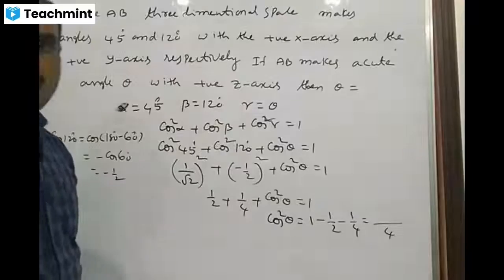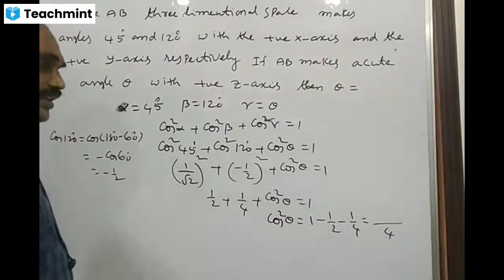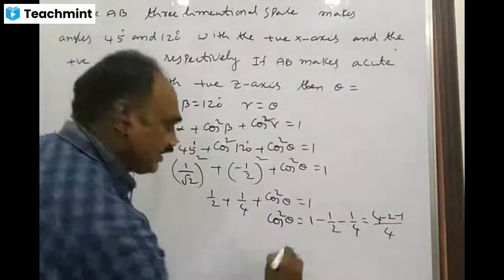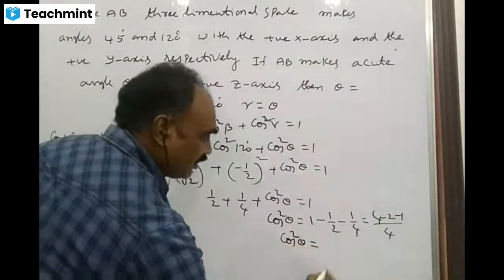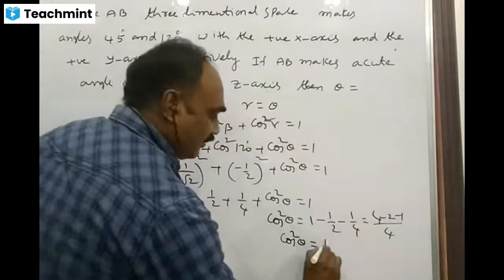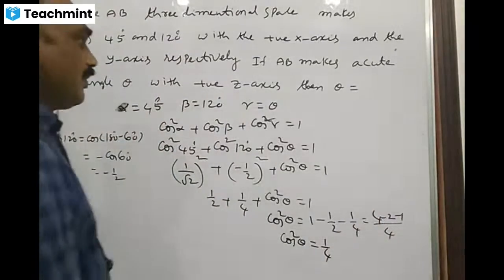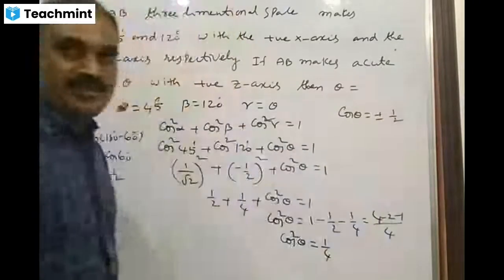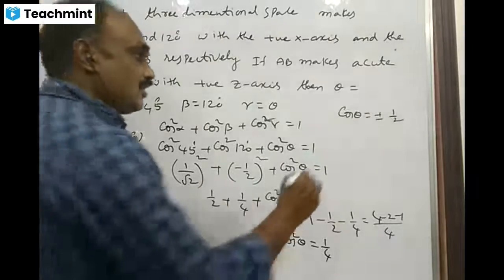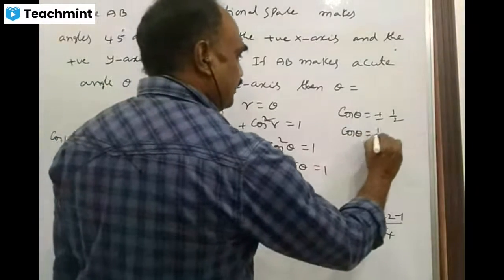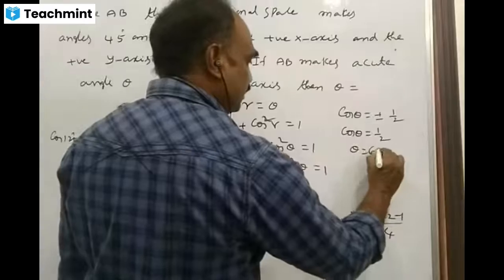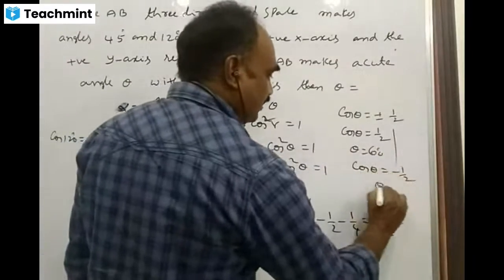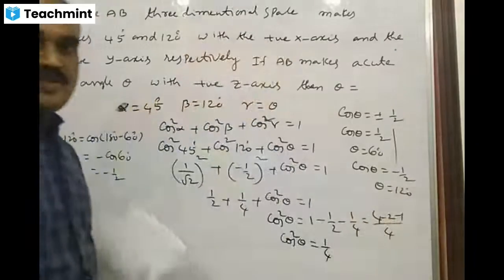So to calculate theta, cos square theta is equal to 1 minus 1 by 2 minus 1 by 4. Here the LCM is 4: 4 minus 2 minus 1. So cos square theta is equal to 4 minus 3, that is 1 by 4. Since cos square theta is 1 by 4, cos theta is equal to plus or minus 1 by 2. If cos theta is equal to plus 1 by 2, what is the value of theta? 60. If cos theta is equal to minus 1 by 2, what is the value of theta? 120 degrees. So 60 or 120.